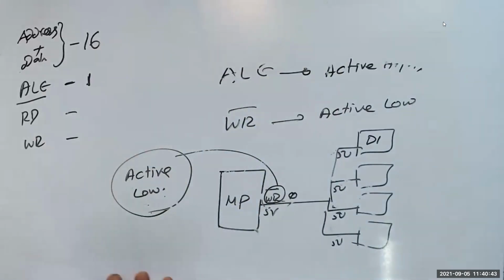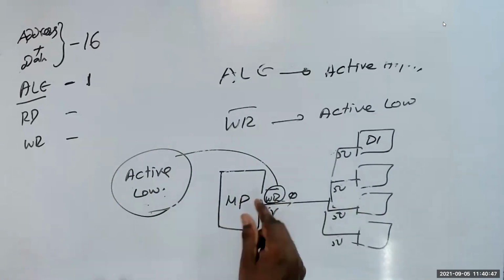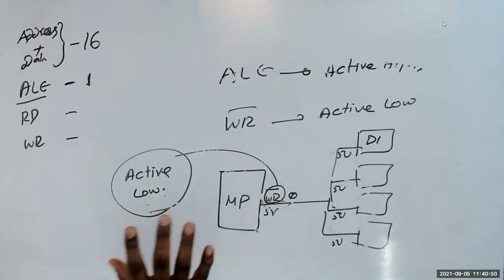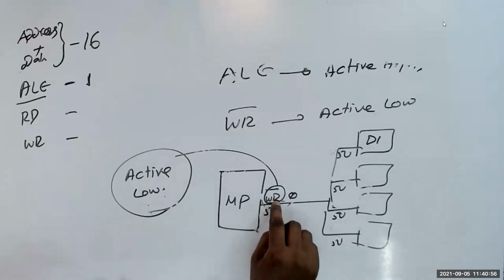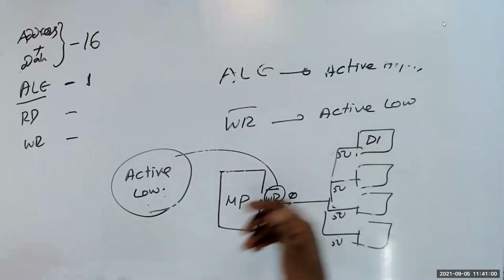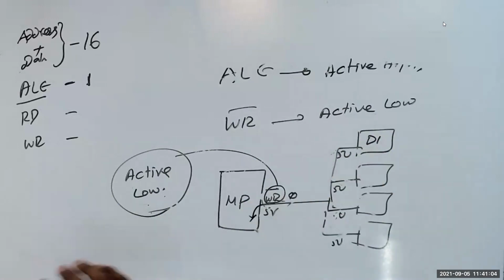Here we assume that if it is active low, it consumes more current. So what the people did was they made it active low. Whenever I make it low, only at that time will that chip consume a current. Otherwise, all the chips would draw current here and more current would come here. That's why they made it like this.